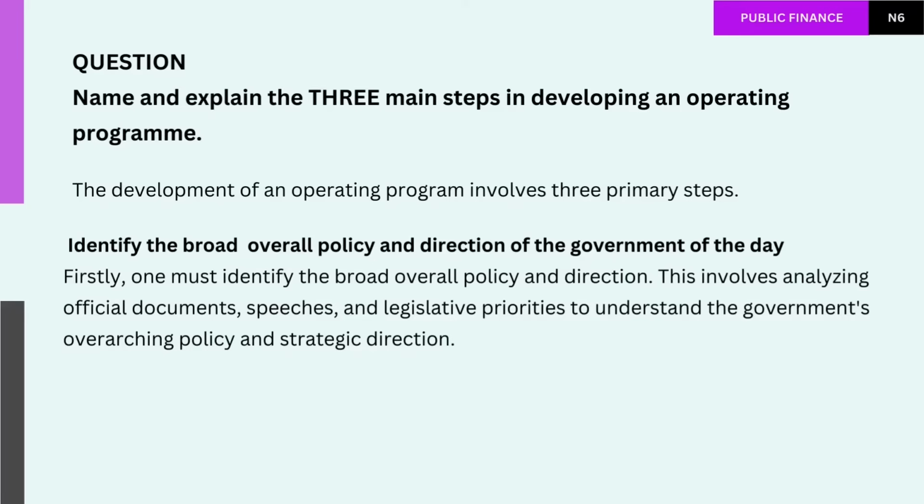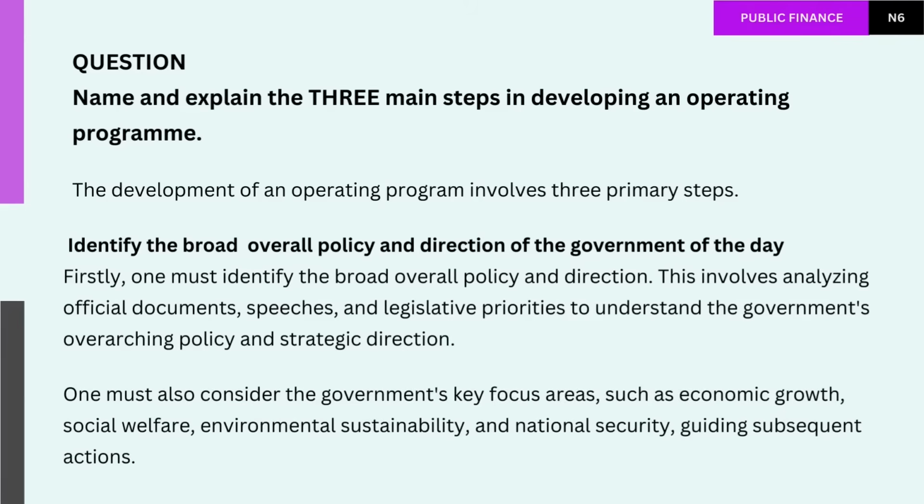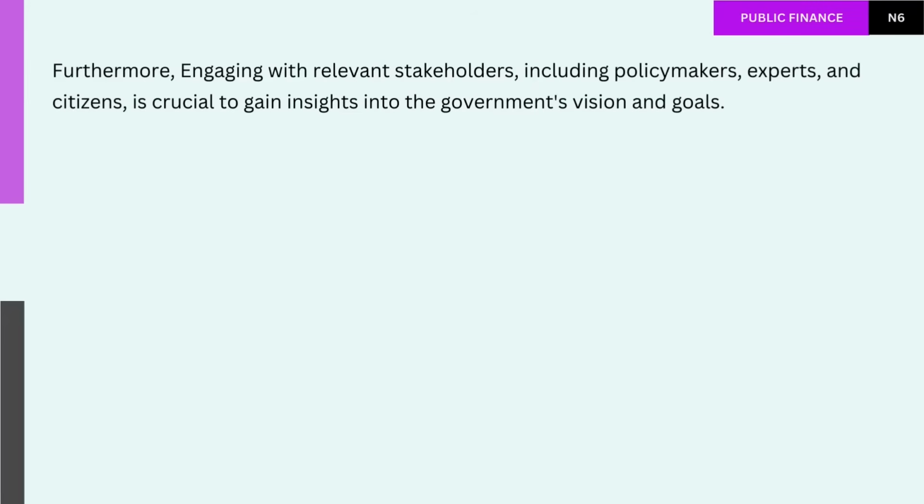This involves analyzing official documents, speeches, and legislative priorities to understand the government's overarching policy and strategic direction. One must also consider the government's key focus areas, such as economic growth, social welfare, environmental sustainability, and national security, guiding subsequent actions. Furthermore, engaging with relevant stakeholders, including policymakers, experts, and citizens, is crucial to gain insights into the government's vision and goals.